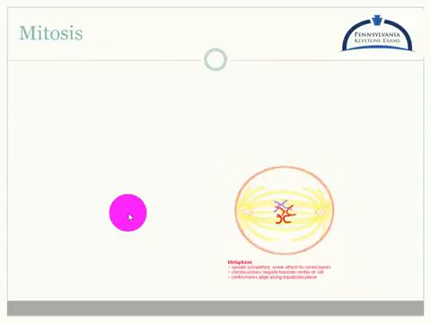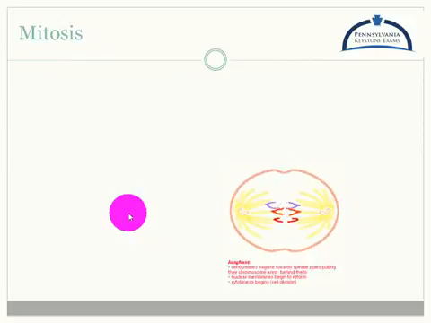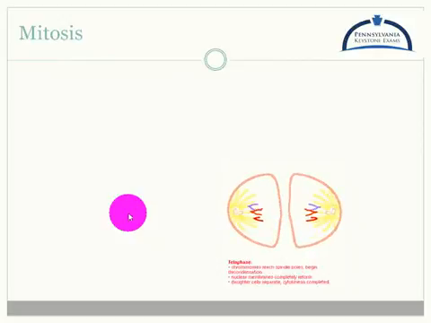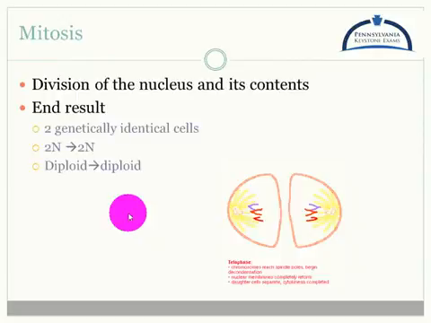So a quick overview looks something like that. There's a lot going on there, so let's break it down a little bit. The idea is when we go through this whole funky process, we want two cells that are exactly genetically the same. I have 2N to 2N here, and that N just means a set of chromosomes.